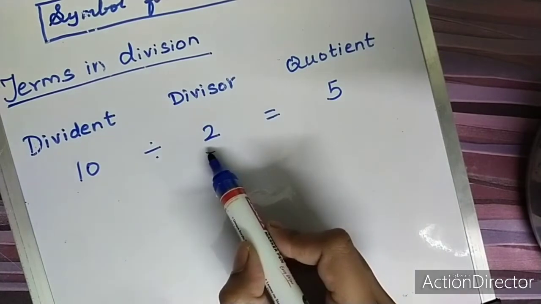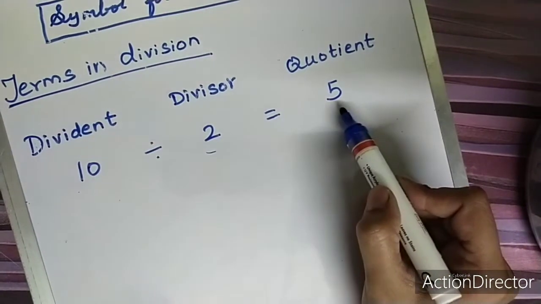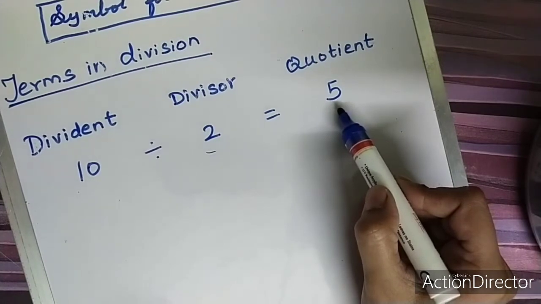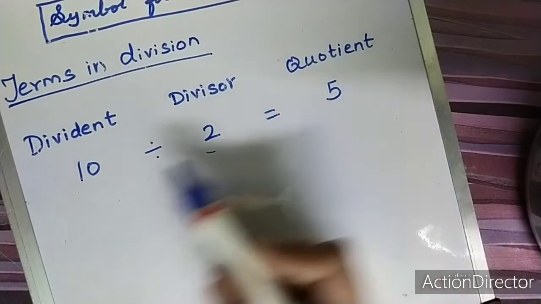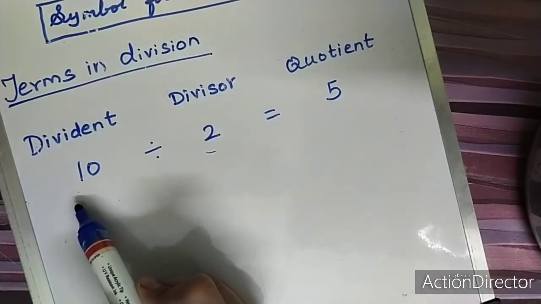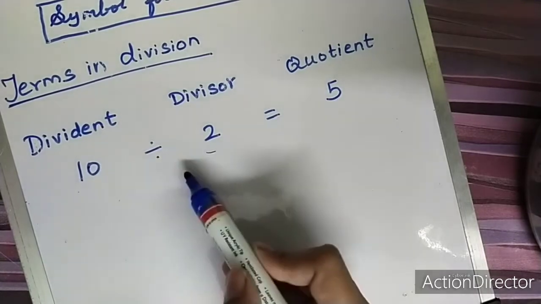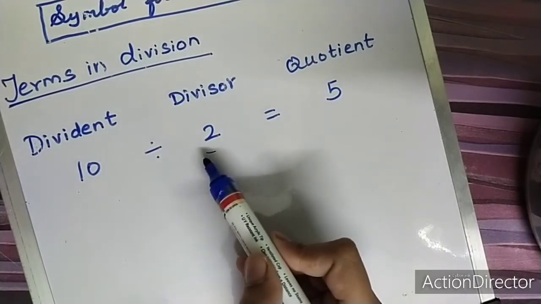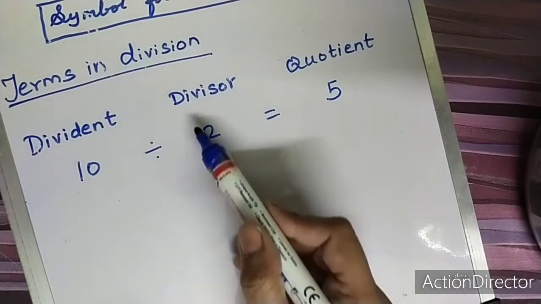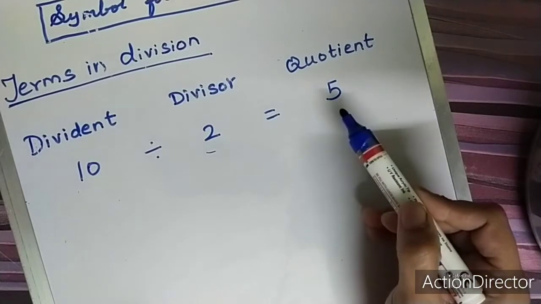The number by which we divide is called the divisor. And the answer we are getting is called the quotient. Yes, dividend is the number to be divided, and divisor is the number by which we divide, and the answer we are getting is called the quotient.